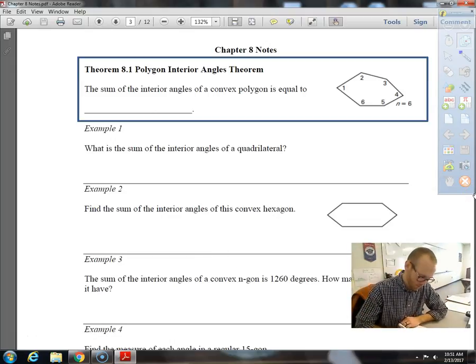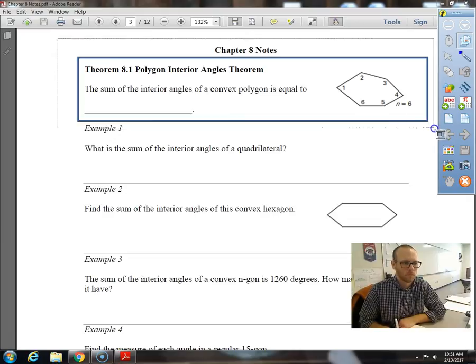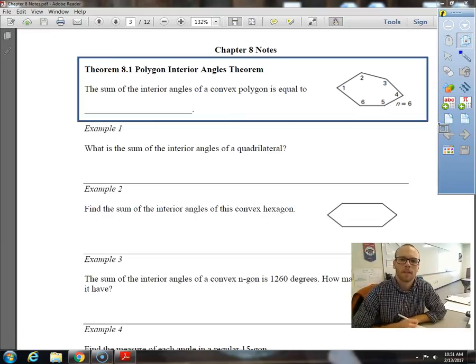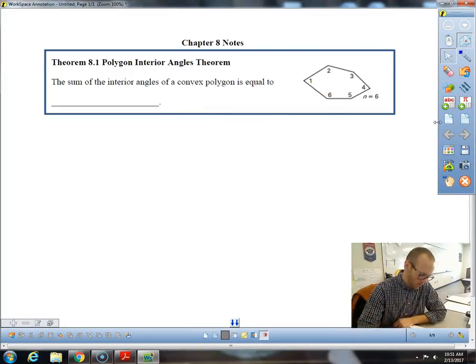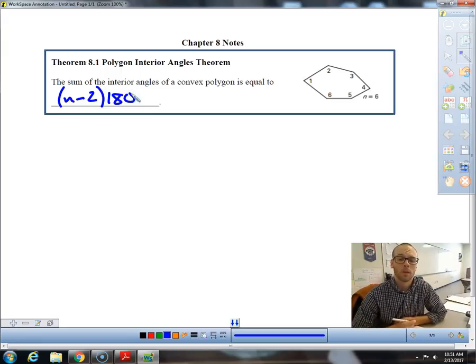The sum of the interior angles of a convex polygon is equal to, and this is what you guys just learned, (n minus 2) times 180. Important that we have our parentheses around the n minus 2 to make sure that we're following our order of operations. Convex polygon, so notice this works for any type of convex polygon.